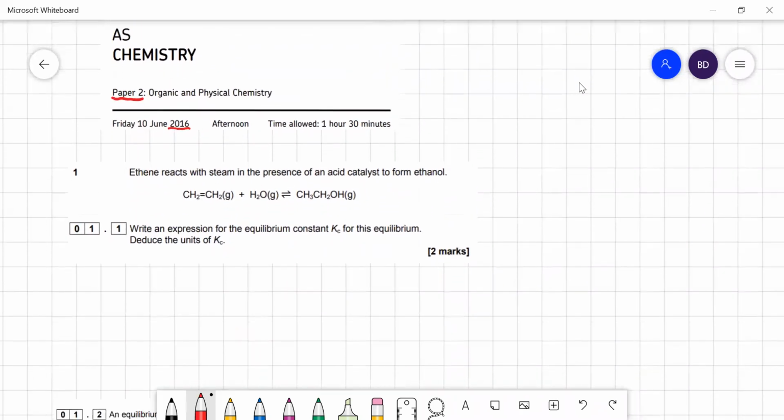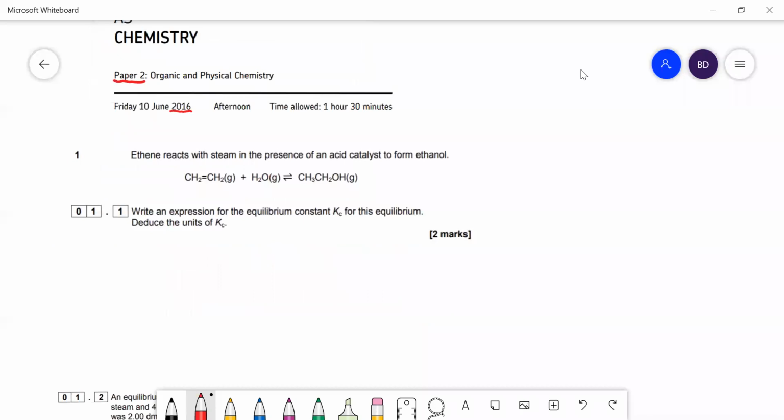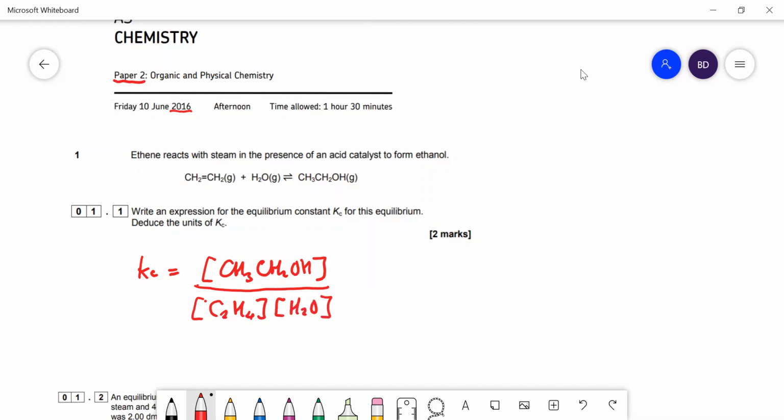Okay, so about equilibrium. Ethene reacts with steam in the presence of an acid catalyst to form ethanol. Write an expression for Kc. So it's fairly straightforward. Kc, concentration of ethanol over the concentration of ethene to the power of 1 times by the concentration of water of steam to the power of 1.